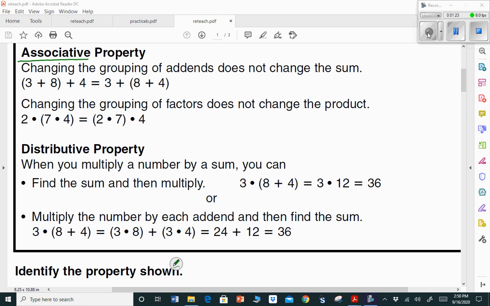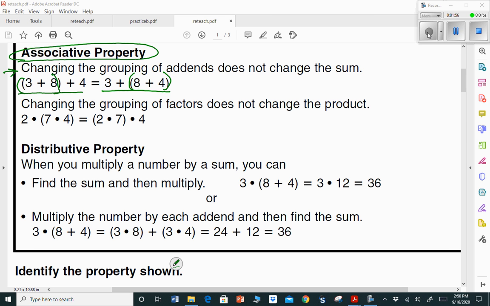Next, we have the associative property, which states that changing the grouping of addends does not change the sum. Okay, so we've got 3 plus 8 plus 4 and 3 plus 8 plus 4. But do you see how here we've got the 3 and the 8 grouped to do that first, and here we've got the 8 and the 4 grouped to do that first? And so it doesn't matter how you group them, the sum will be the same. And the reason that that's important is because sometimes your work is easier if you group things differently.